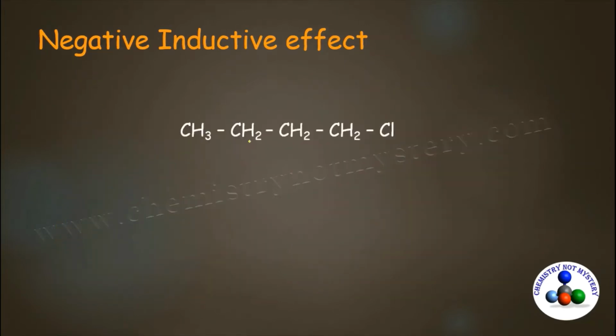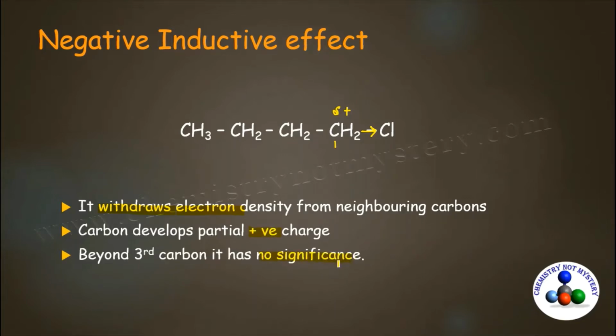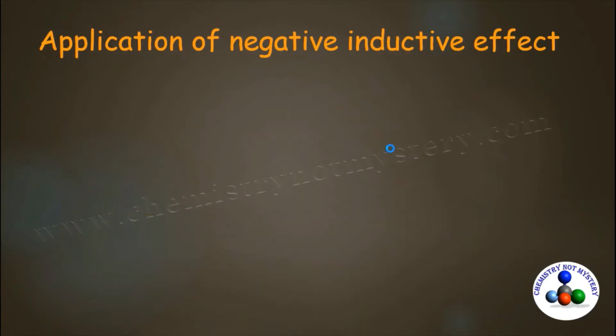Now come to negative inductive effect. Let's consider the same example that we just have discussed. Here this chlorine being more electronegative, so it will withdraw electron density from carbon 1. And this carbon 1 will develop delta positive charge. In negative inductive effect, functional group withdraws electron density from neighboring carbon and as a result of it, carbon develops partial positive charge. And beyond third carbon, it has no significance. Means carbon 2 and carbon 3 will experience some of the inductive effect from the chlorine, but carbon 4 doesn't experience that much inductive effect from chlorine. So it becomes insignificant for carbon 4.